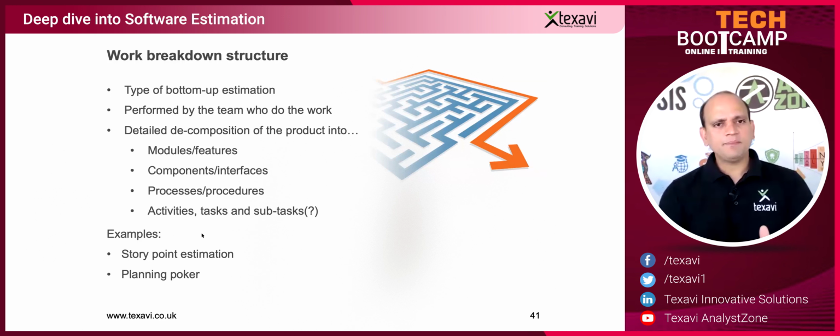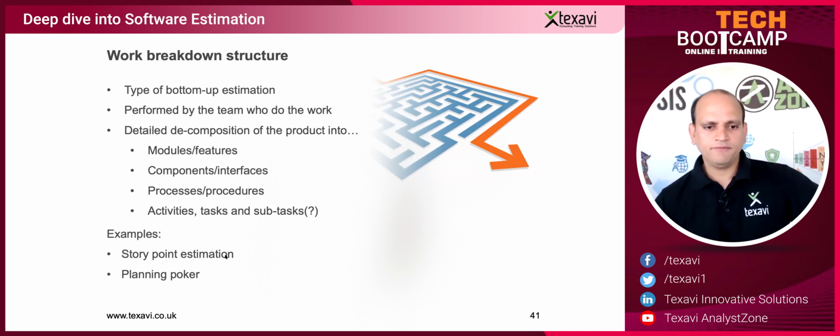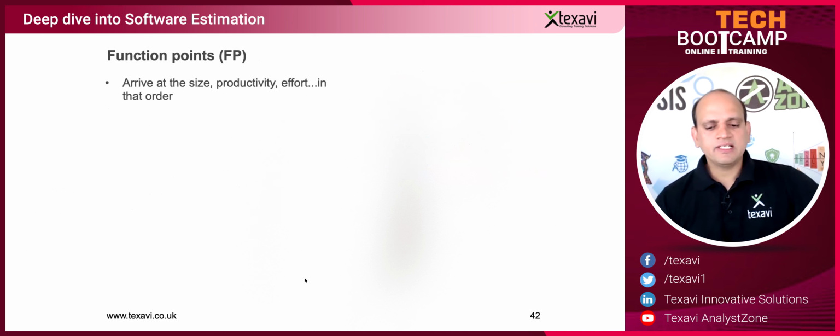So some examples of work breakdown structures could be the story point estimation, the planning poker, in the context of agile, as we discussed, very, very relevant. And we're going to discuss these in detail in the coming slides anyway, so you get a clear idea there. And then function points, obviously, is another measure that I have been working on before, very, very popular.